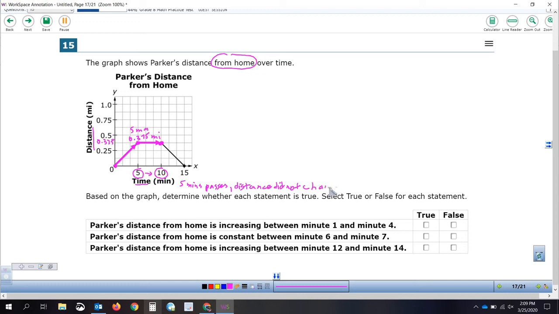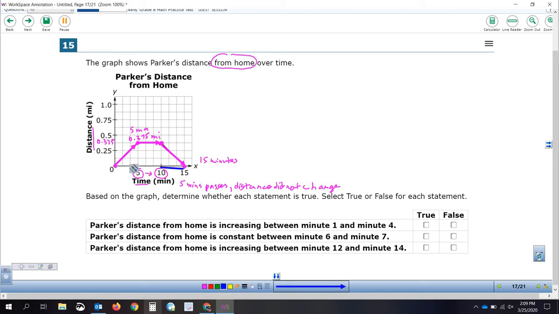So wherever he went, he decided to stop and remain there for 5 minutes. And then what happens? It goes down and he ends up back here. What is that point? That point right there is 15 minutes, right? 15 minutes. But what is his distance?